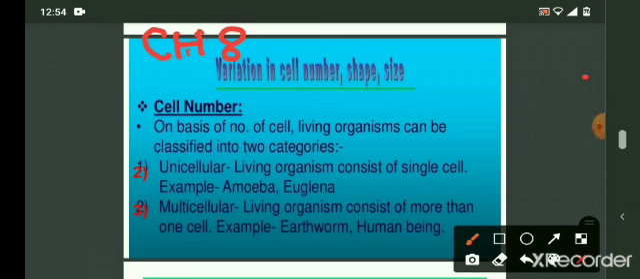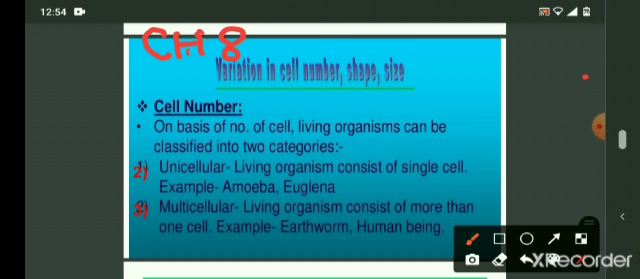This is the continuation of this chapter. In the previous one we have talked about cell and types of cell. So in this chapter we are going to study about the variation in cell number, shape and size.